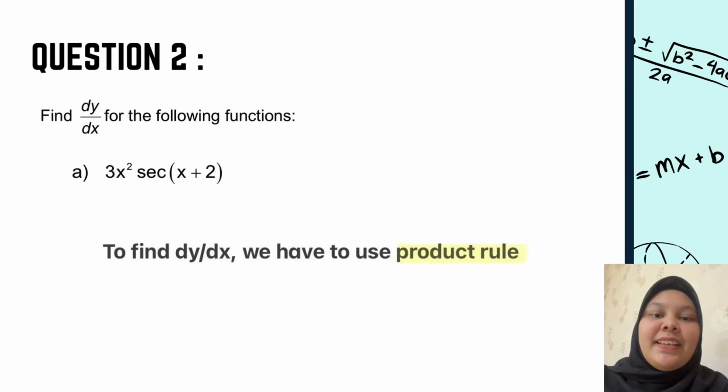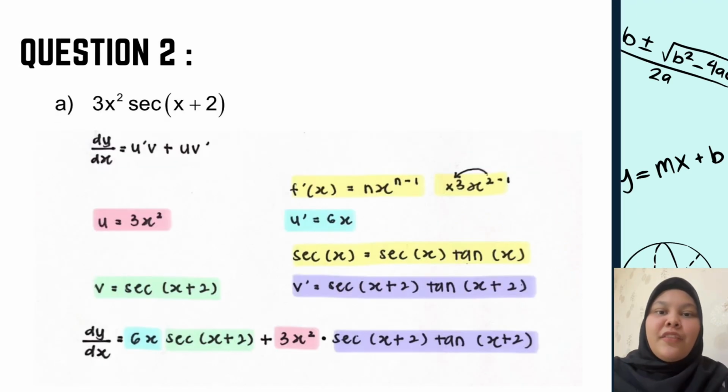The instructions said to find dy/dx for the following function. The question is 3x squared (secant x plus 2). First, we must know which technique we have to use to solve this question. Like I have explained earlier, if we are differentiating the product of 2 functions, then we must use the product rule. And the formula for product rule is dy/dx equals u prime v plus uv prime.